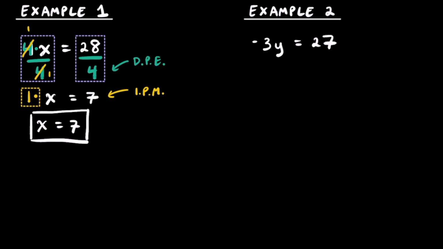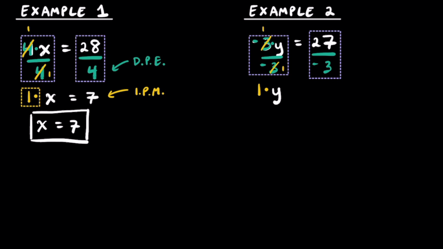For example 2, let's solve the equation negative 3y is equal to 27. So we know this negative 3 is being multiplied by the y, and so to solve for y, we're going to have to divide both sides by negative 3. By doing so, we're going to be able to get a coefficient of 1 for y. Anything over itself is just equal to 1, so this negative 3 over negative 3 is just 1 whole, and we're left with 1 times y on the left side of the equation.